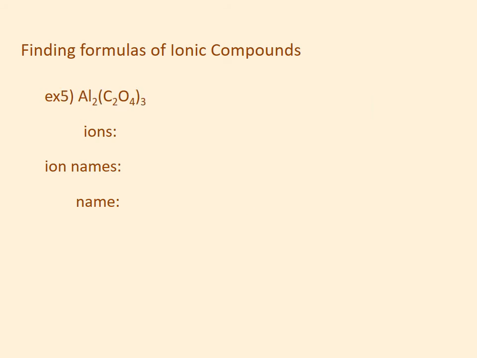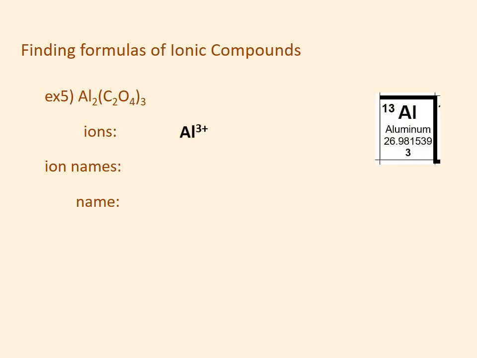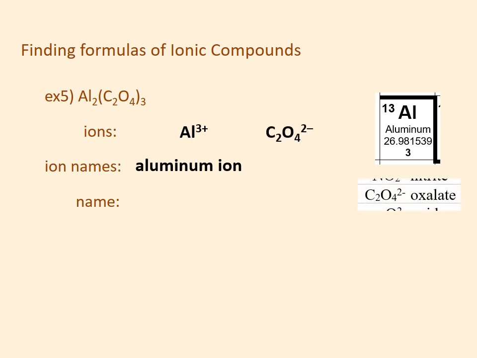Example 5, I start by looking up aluminum, and I see it takes a +3 charge. An Al3+ is called aluminum ion. I then look up C2O4 on my negative ions list and see it takes a -2 charge, and it's called oxalate. And when it comes together, it forms aluminum oxalate.